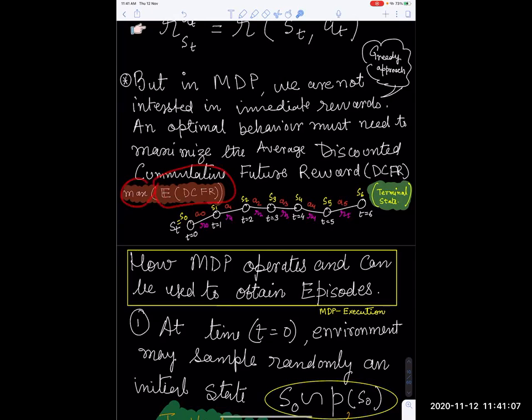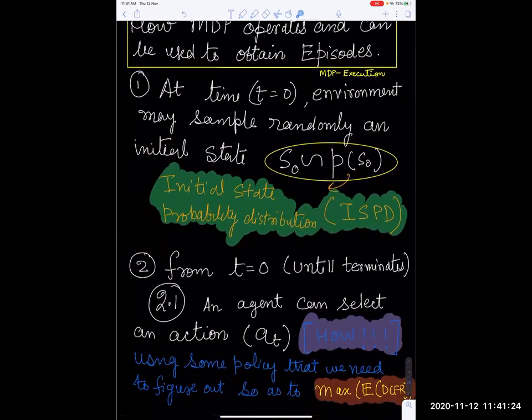We need to figure out the strategy by which I choose my action, so that whatever direction I go in, my discounted cumulative future reward, and its expected value, gets maximized, because it's going to be a random process.